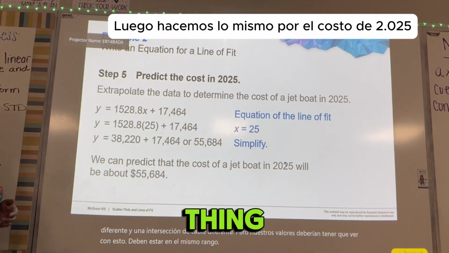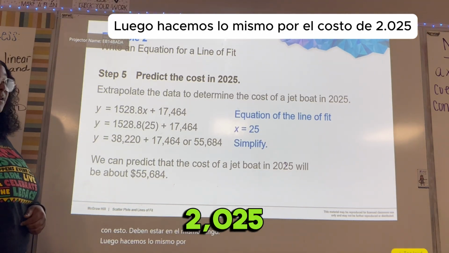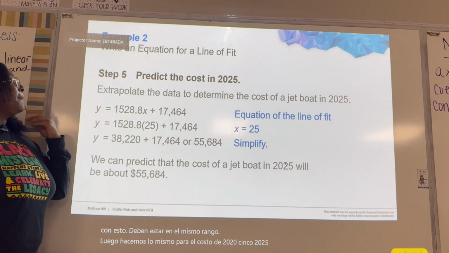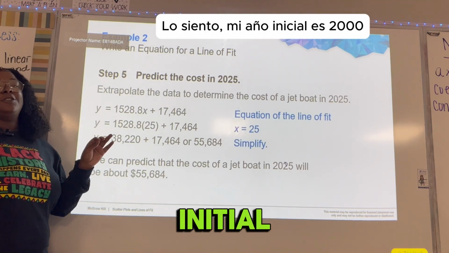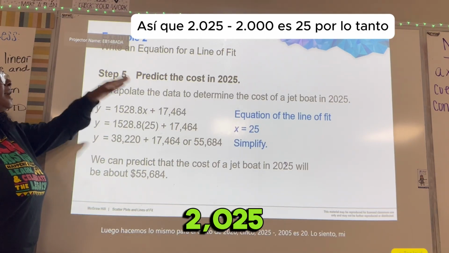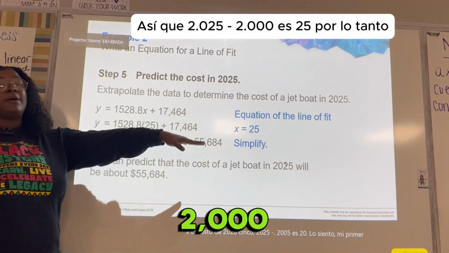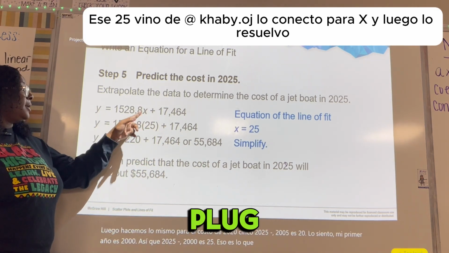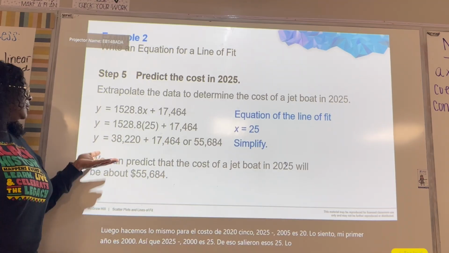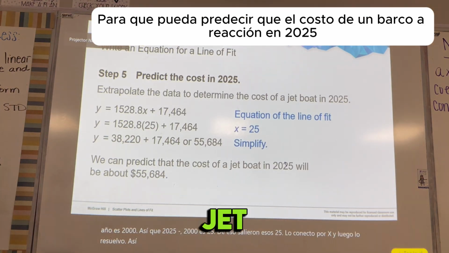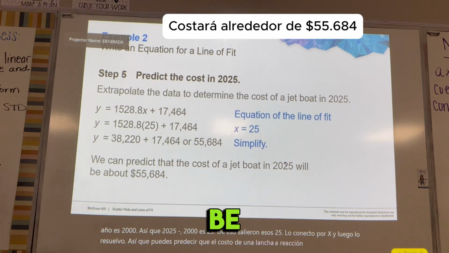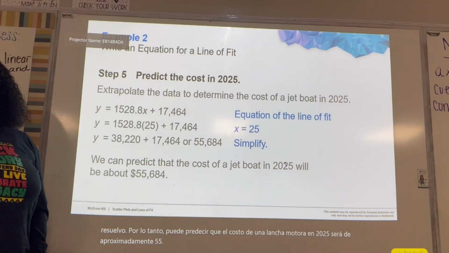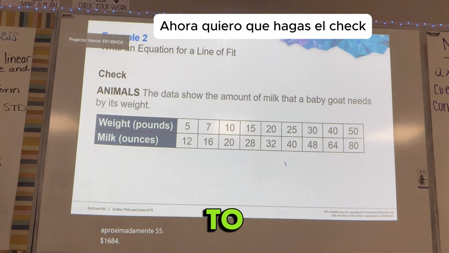Then we do the same thing for the cost of 2025. 2025 minus 2005 is 20. I'm sorry, my initial year is 2000. So 2025 minus 2000 is 25. That's where that 25 came from. I plug it in for x and then I solve. So you can predict that the cost of a jet boat in 2025 will be about $55,684.